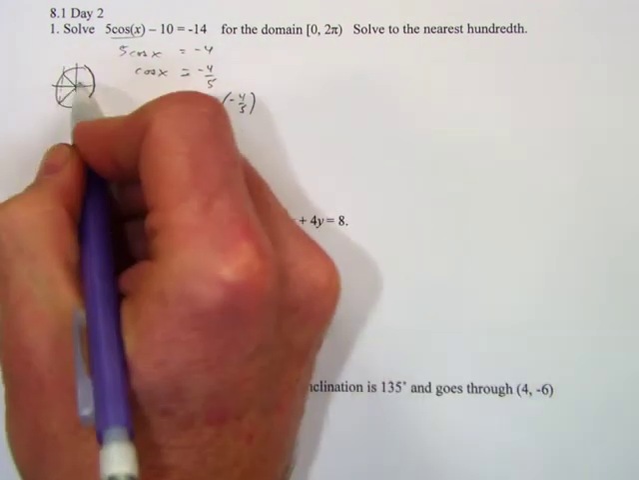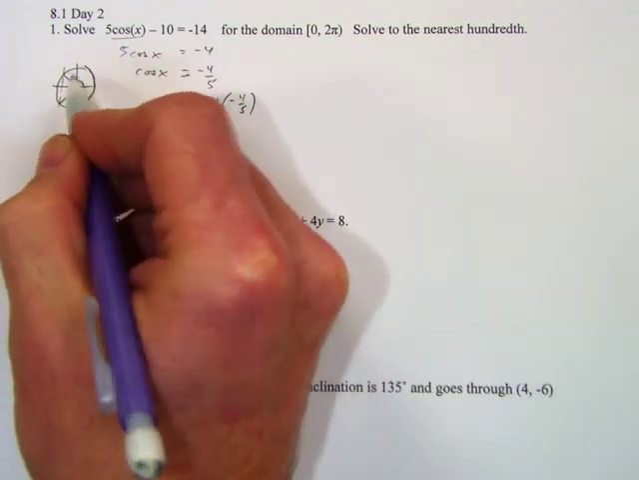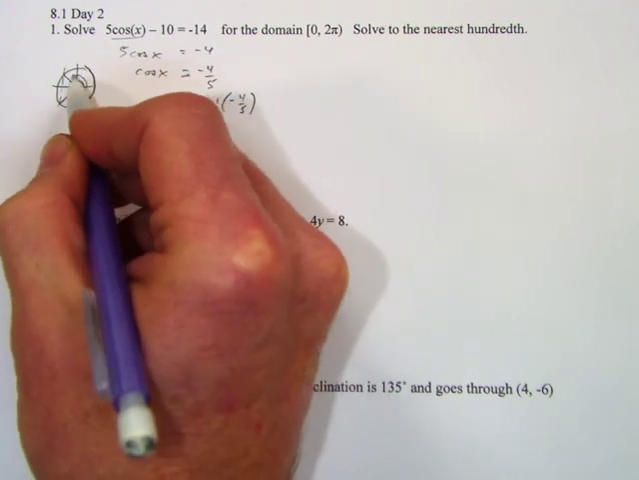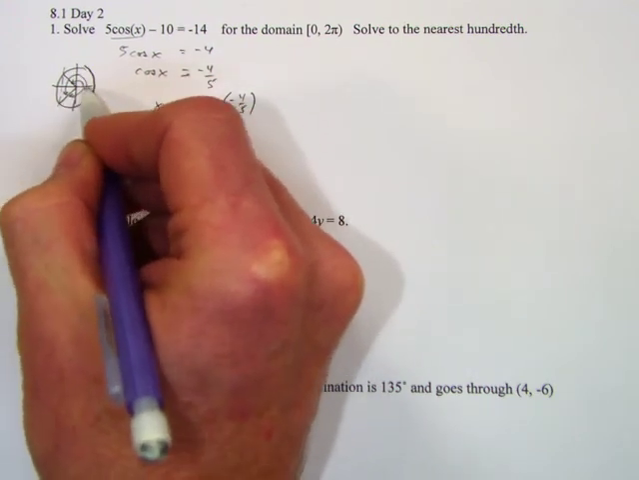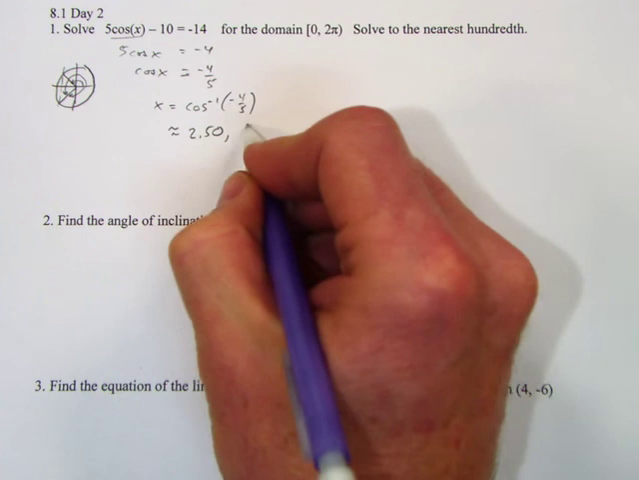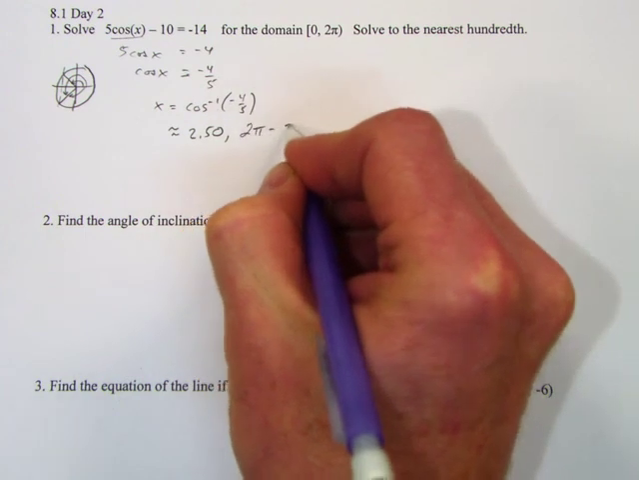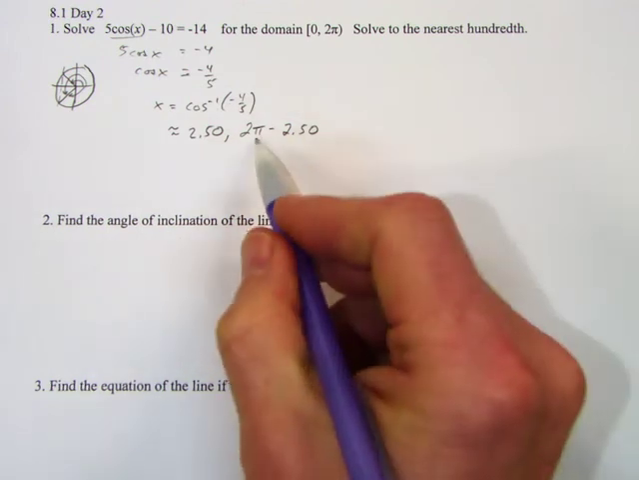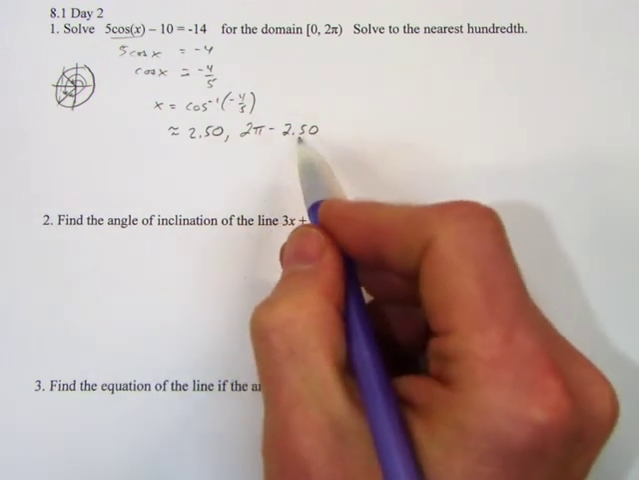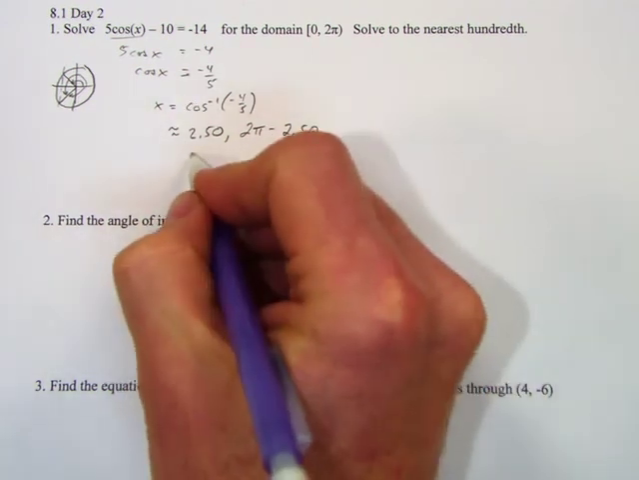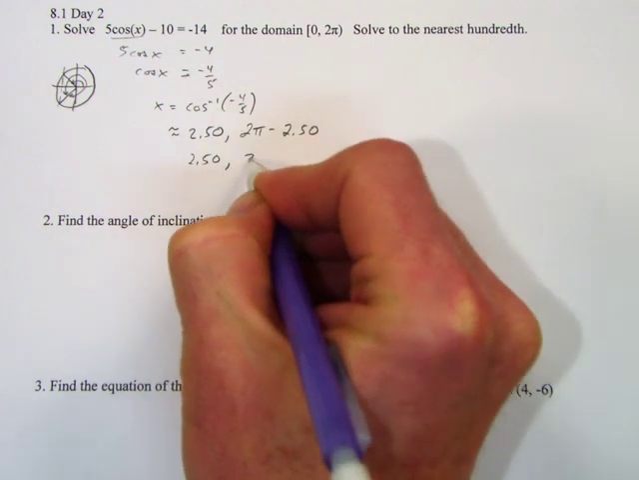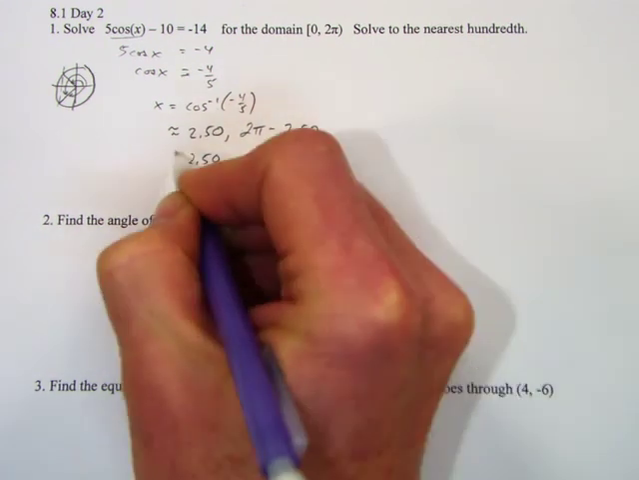Now, how do I find that other angle? There's 2.50, here's 2.50, and I want to go all the way around. Well, the other angle plus 2.50 makes 2 pi, so I can go 2 pi minus 2.50. Now, on your calculator, actually type in 2 pi minus answer. Don't use 2.50. It's a hit and miss whether you would get it right or not. And this gives us 3.79.